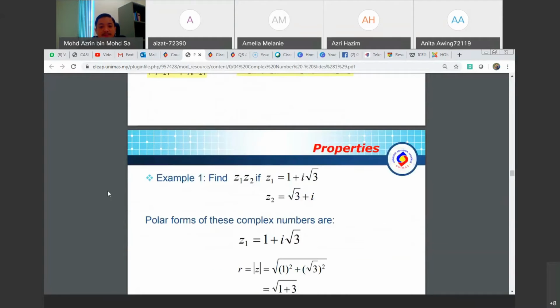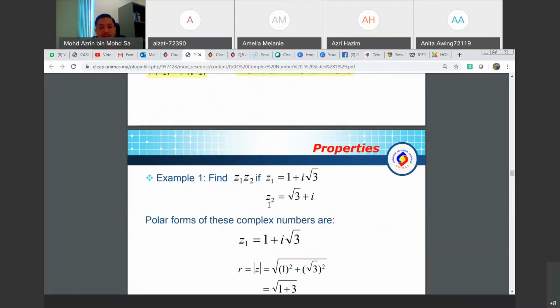So example, here it is given to find Z1, Z2. So it asks you to find Z1 times Z2, multiplication. So what is Z1? Z1 is 1 plus I square root 3.